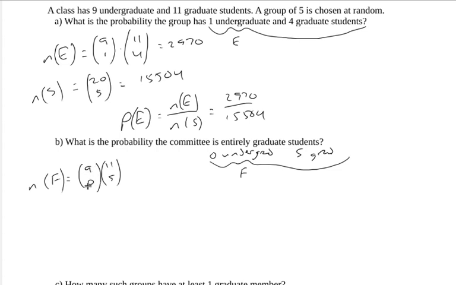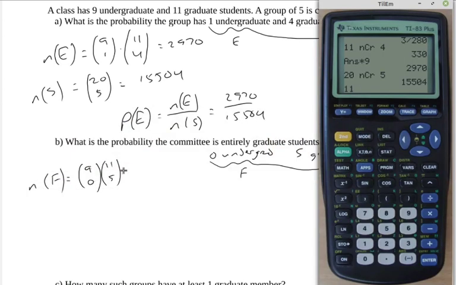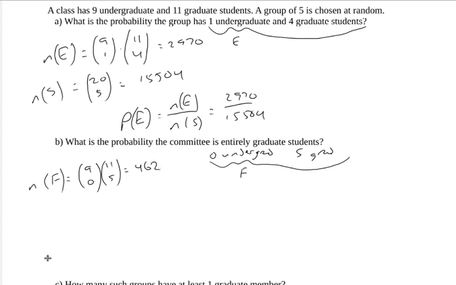Now, whenever we're doing something choose 0, this is just 1. If we have 9 undergraduate students, the number of ways we can choose 0 of them is we just don't choose any of them. So the only number I'm caring about here is 11 choose 5. 11 choose 5 gives us 462. So the probability of F, n of S, I should probably state this, is that 15,504 again. So the probability of F is going to be that 462 over the 15,504, whatever that reduces to.